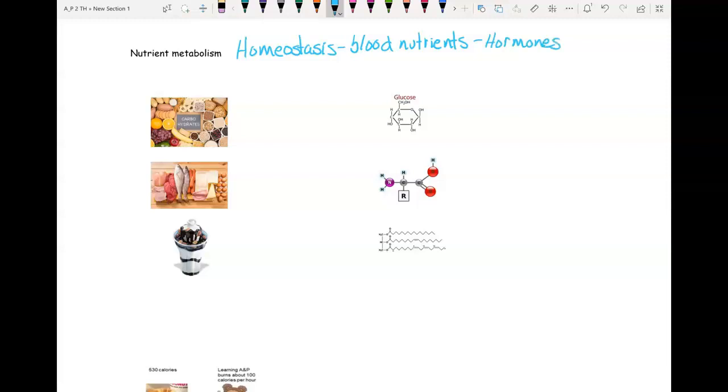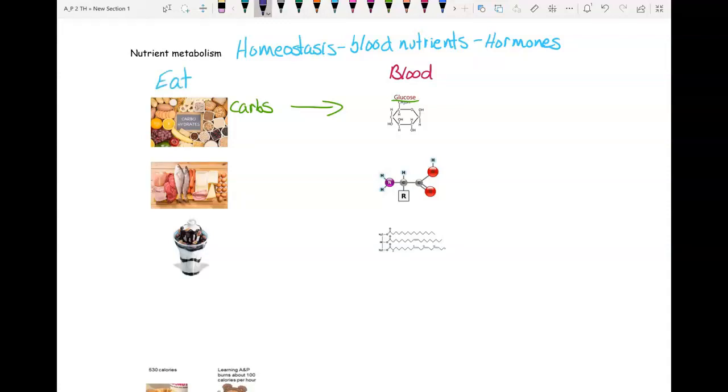So in this video, we're going to see the basics of how hormones can maintain your blood nutrient levels. So first, let's look at your nutrients. We have here carbohydrates. And when you eat carbohydrates and you digest them, you get glucose. So glucose is what's in your blood. This column represents what's in your blood. This column represents what you eat. When you eat carbohydrates, you get glucose in your blood.